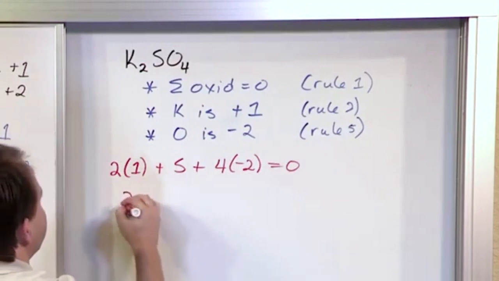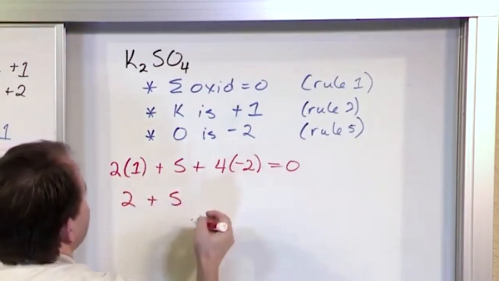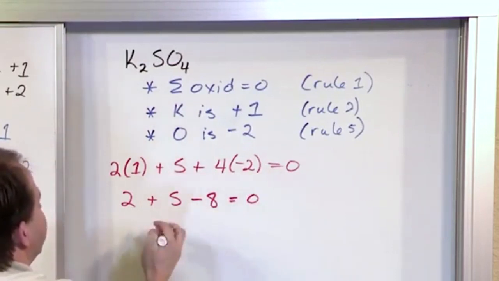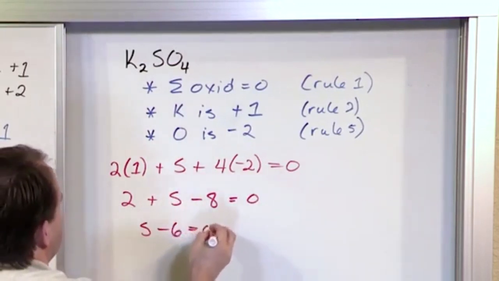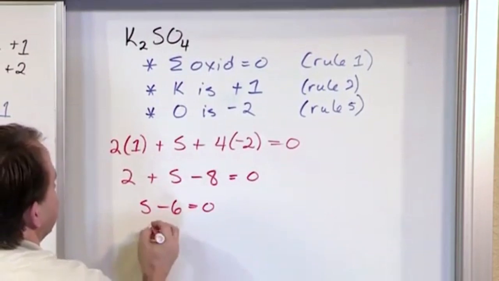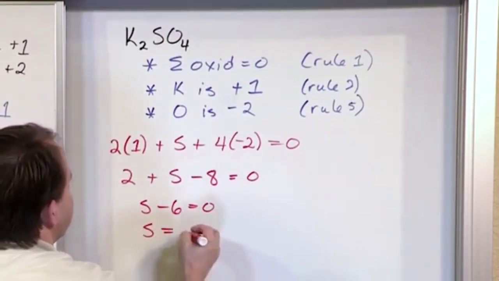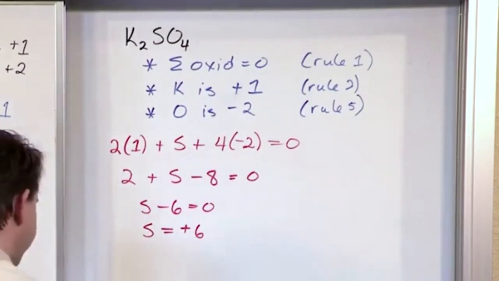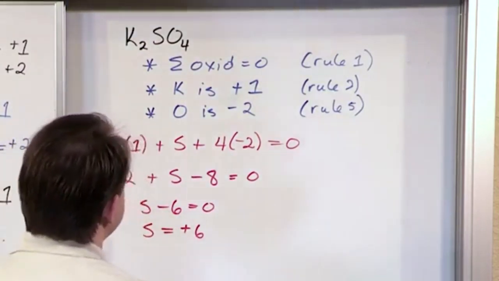I do it like this, because I have 4 atoms of oxygen, each with a -2 oxidation number. So 2 times 1 gives me 2. 4 times -2 gives me -8. And now I just add these guys. 2 plus a -8 gives me -6. And then I move the 6 to the other side, gives me +6. So the oxidation number of sulfur is +6, and that's the final answer.